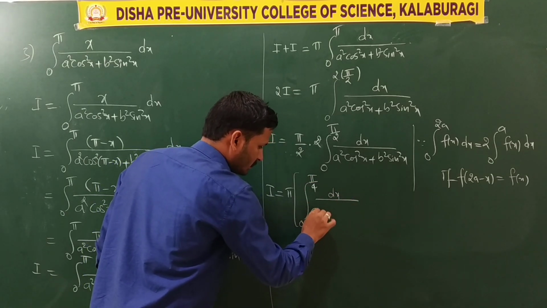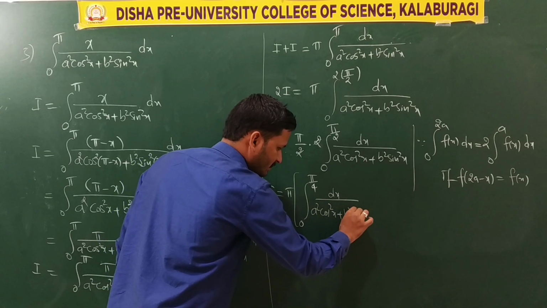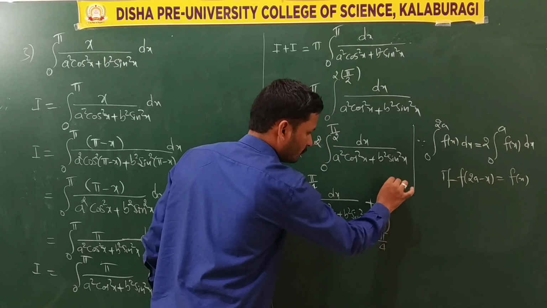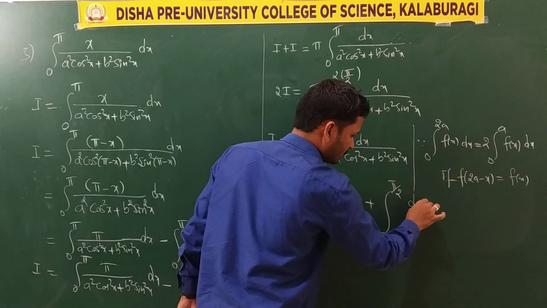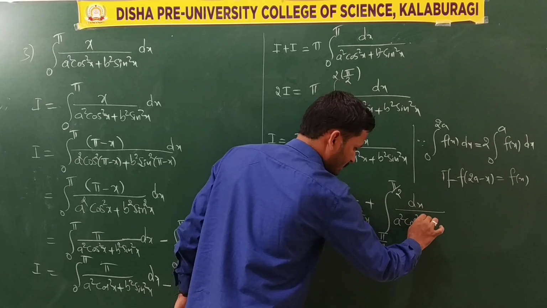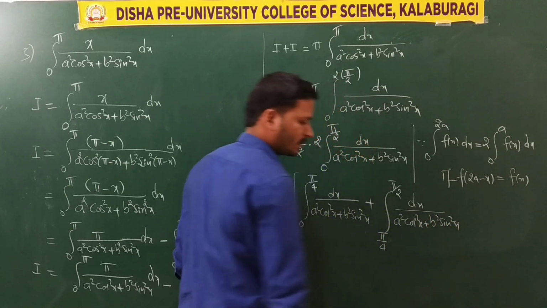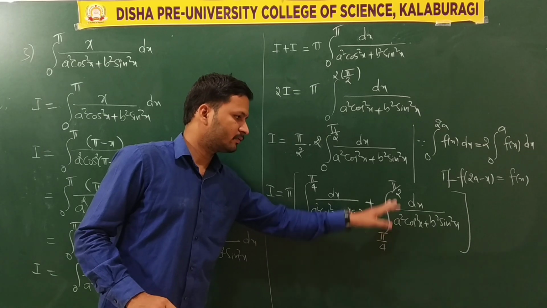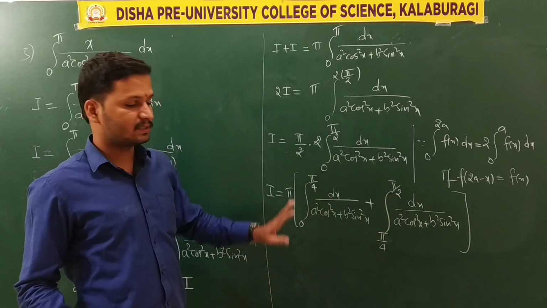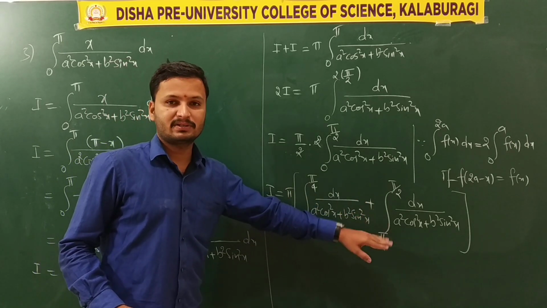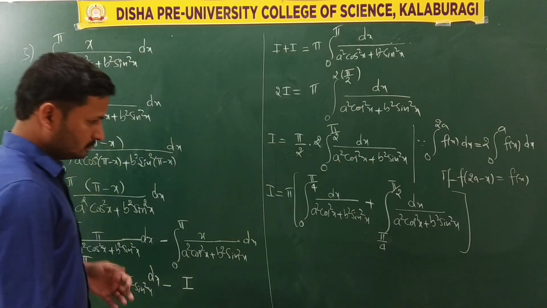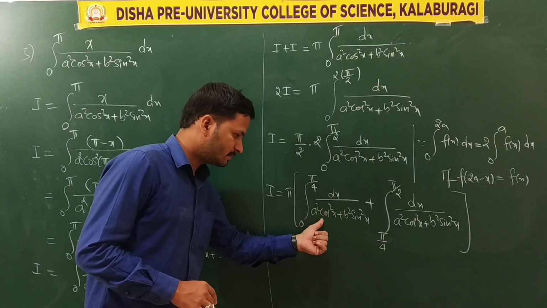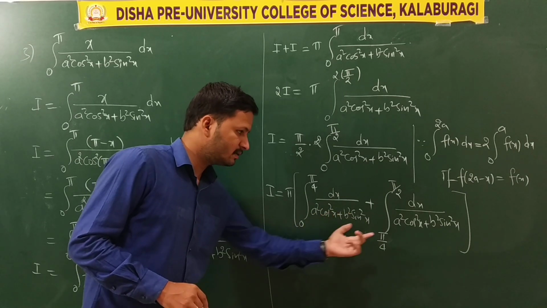So in the interval 0 to pi by 2, I will split as 0 to pi by 4, dx divided by a square cos square x plus b square sin square x, plus next pi by 4 to pi by 2, the same function again, dx divided by a square cos square x plus b square sin square x. This is by property number 3: integration from a to b can be written as a to c plus c to b. This is the first integral and this is the second integral.